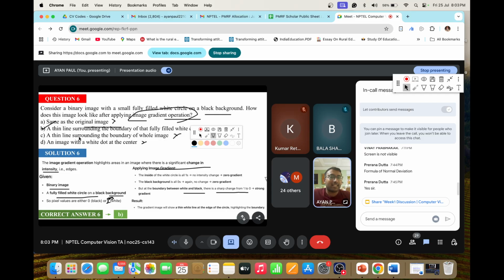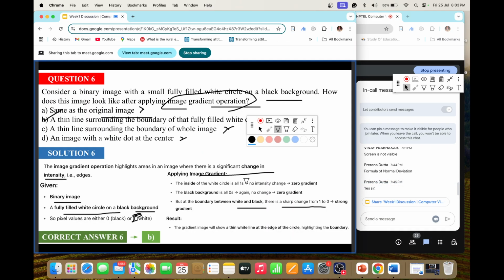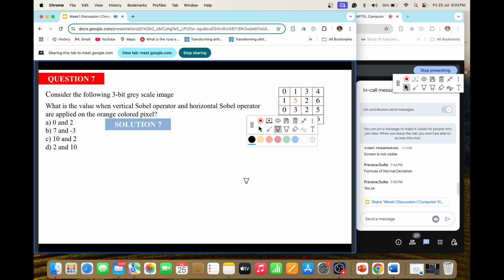So the logic is: gradient means you are detecting the edges, and an edge is detected where there is an abrupt change in the pixel intensity value, so that an edge is present. So this is question number 6. Now let's move on to the next question.